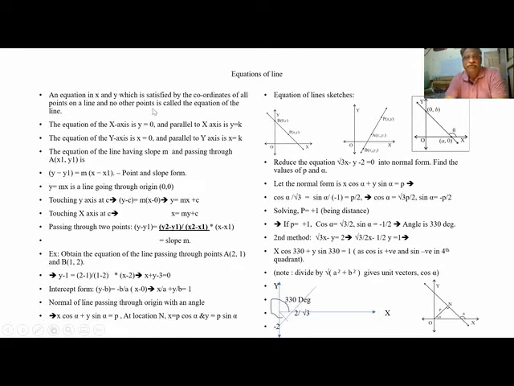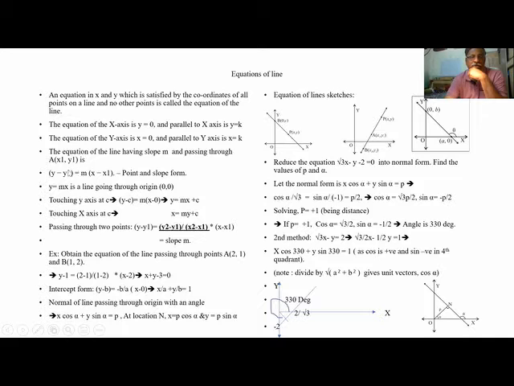So what is the equation of a line? The equation of a line is defined as a condition satisfied by the coordinates of all points on the line and no other points. It satisfies the condition and no other point satisfies that condition. That is called the equation of a line. So we have seen the x-axis equation, the y-axis equation, and we have seen the slope point form of a line: y minus y1 is equal to m into x minus x1.